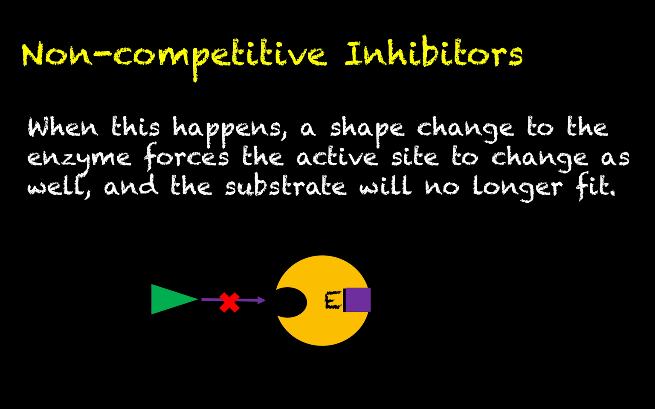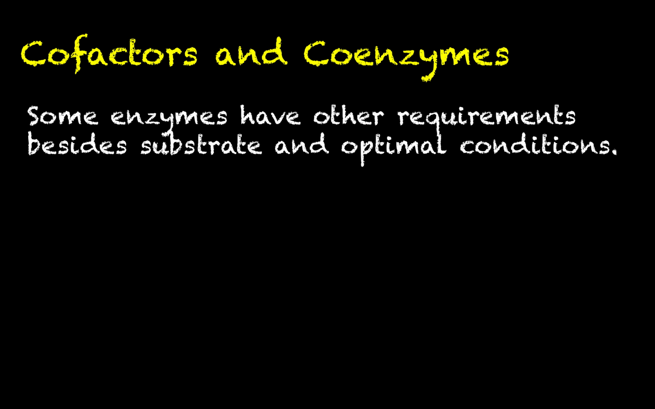The idea of how this inhibition works is that when the non-competitive inhibitor binds to the allosteric site, this causes the whole protein to have a very subtle change in shape. And this change in shape is also going to apply to the active site. And what we see here is that the shape of the active site is no longer the same, and now the natural substrate will no longer fit. So that will slow down the reaction as well.